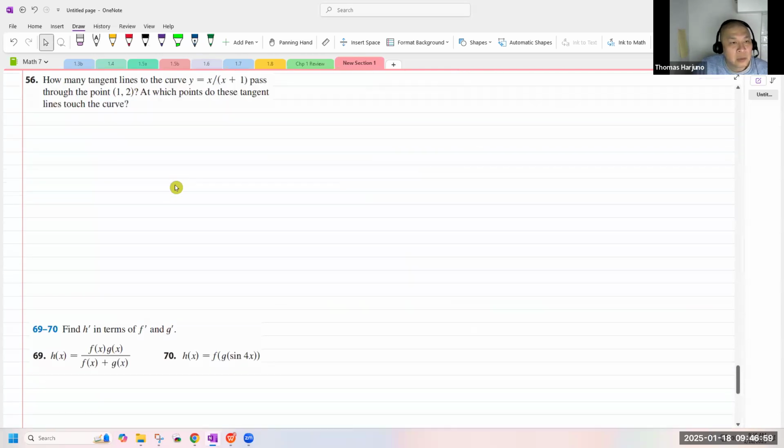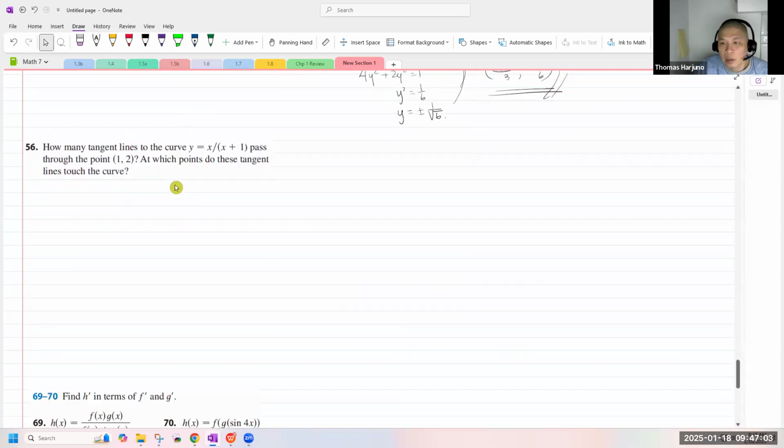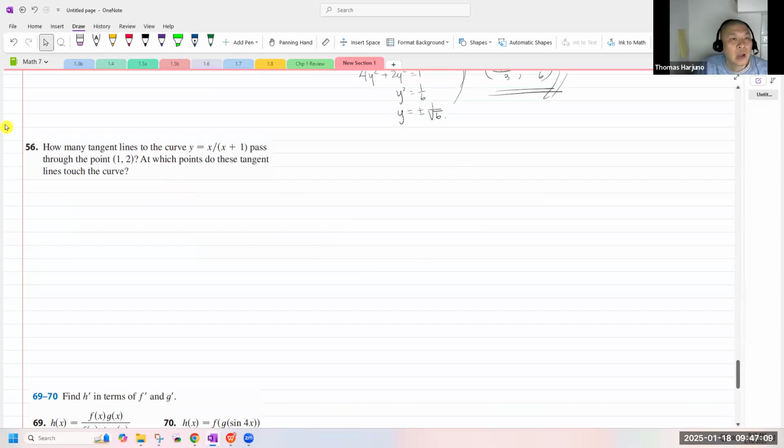Number 56, how many more? A lot more. Okay, but I think I can finish this in at most half an hour. Okay, let's go on further. How many tangent lines to the curve y equals x over x plus 1 pass through the point? It would be nice if you can figure it out, but if not, that's okay.